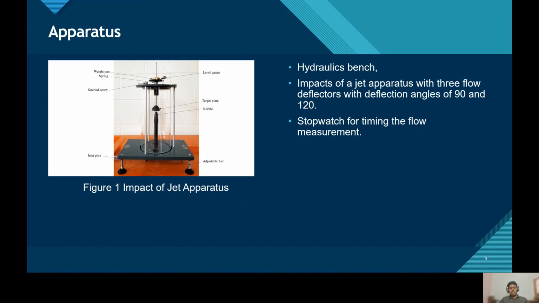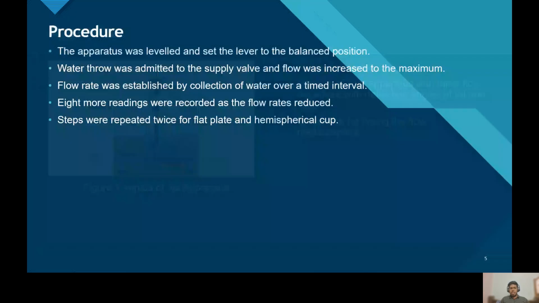This is the setup, this apparatus, as you can see on the left side. That is the impact of a jet apparatus, which has a nozzle and a target plate, the two main parts of the apparatus. The water will flow through the nozzle and hit the target plate. As I explained earlier, there'll be two target plates: one is a hemispherical one, and one more is a flat one. And on the right is the apparatus used, which is a hydraulic bench, a jet apparatus, as it says there, and a stopwatch for timing of the measurements.